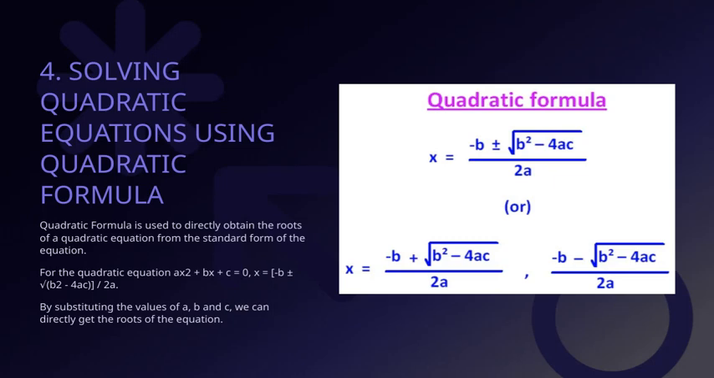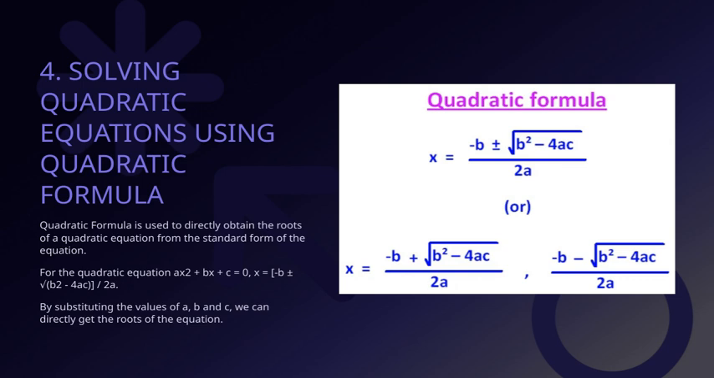Now, let's look at how we can find the roots of a quadratic equation by substituting the values of a, b, and c. When we do this, we can directly calculate the roots without needing to factor the equation manually. The quadratic formula, which is x equals negative b plus or minus the square root of b squared minus 4 times a times c, all divided by 2 times a, gives us a straightforward way to find those roots.